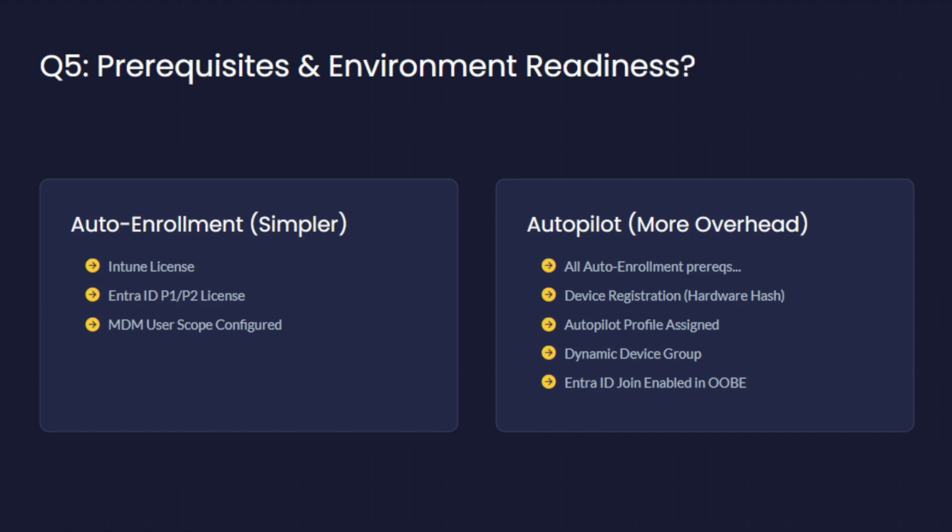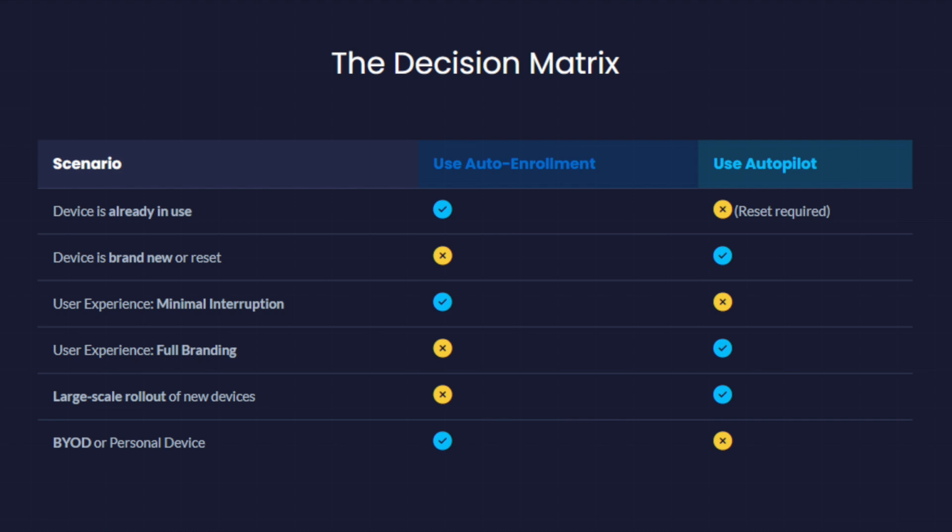Licensing prerequisites and environment readiness. Auto-enrollment is a simpler step for many existing devices if your Intune environment is ready. Autopilot has certain prerequisites, device registration, hardware hash, Azure Active Directory join, etc., which may add overhead if your environment isn't set up. So on the screen you can also see the decision matrix which I have explained above.